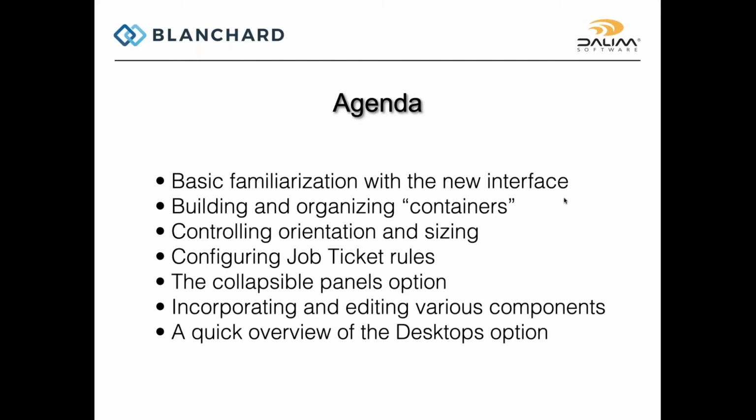Specifically, you can see the other options we're going to go over: working with the containers, which are little objects that you stuff things into, and how to orient and size things. Job ticket rules, something that, again, exists in ES5 and 5.5. It's the same but different. Something we mentioned in the webinar earlier this year was the collapsible panels option, which when you see it, you're going to go, I like that. You're going to want that. Although there are certain caveats around that as well.